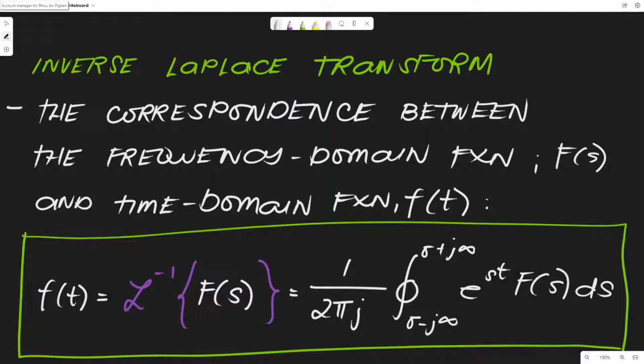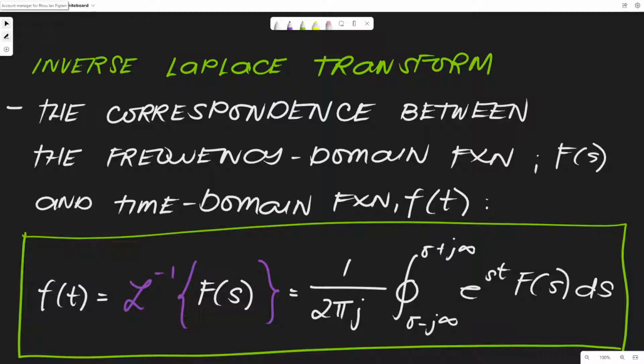Bakit natin siya kailangan? Siyempre, parang multiverse: nag-shift tayo from one universe to another universe, then definitely kailangan natin bumalik doon sa original universe. Ganun din dito kay Laplace. Na-convert tayo from time domain to frequency domain, and definitely kailangan din natin siyang i-convert pabalik from frequency domain to time domain.